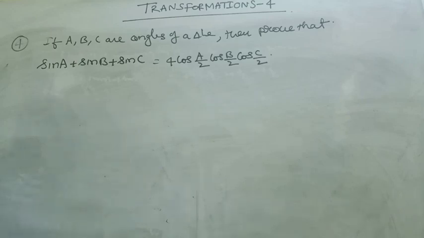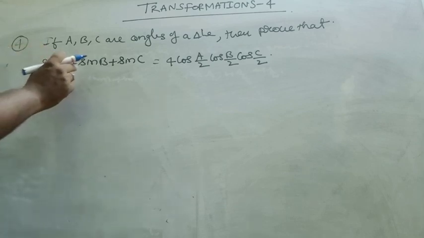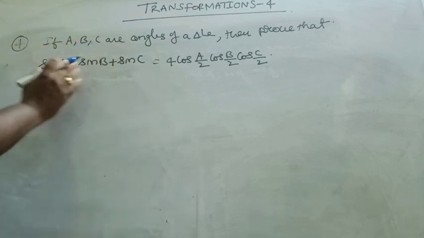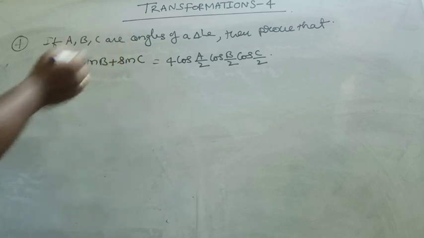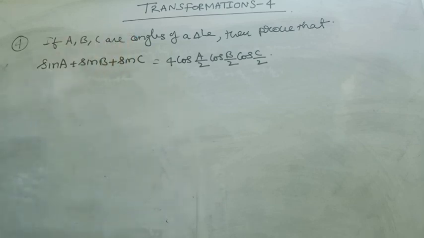Now see this fourth problem, my dear students. In the same way as the first problem, sin 2A plus sin 2B plus sin 2C, but we are having here sin A plus sin B plus sin C. That is only the difference. Here fourth one: if A, B, C are angles of a triangle, then prove that sin A plus sin B plus sin C is equal to 4 cos A by 2 cos B by 2 cos C by 2.